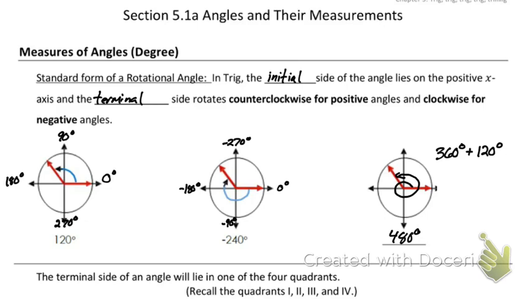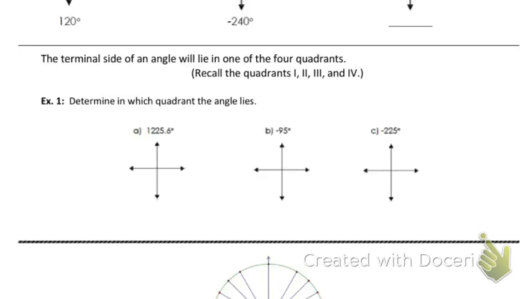All right, questions on spinning that angle? Okay, makes sense? Negative, positive? All right, the terminal side of an angle will lie in one of four quadrants. One of four quadrants. We have 1, 2, 3, and 4. And remember, that goes 1, 2, 3, 4.